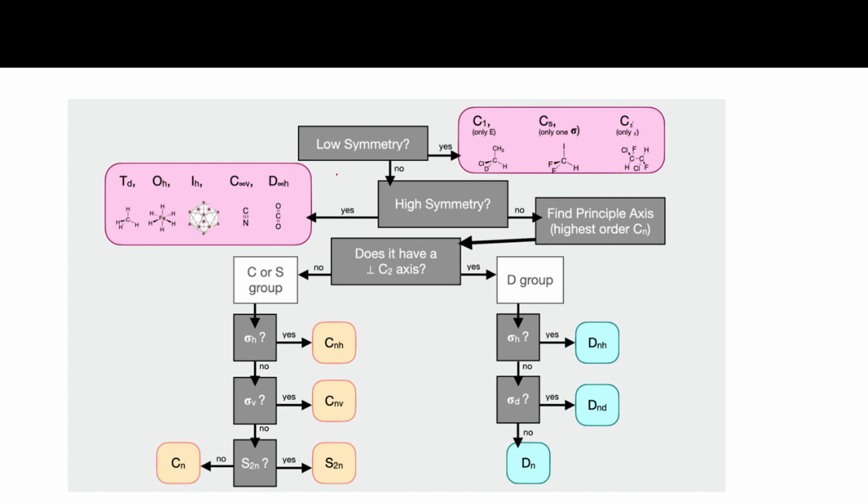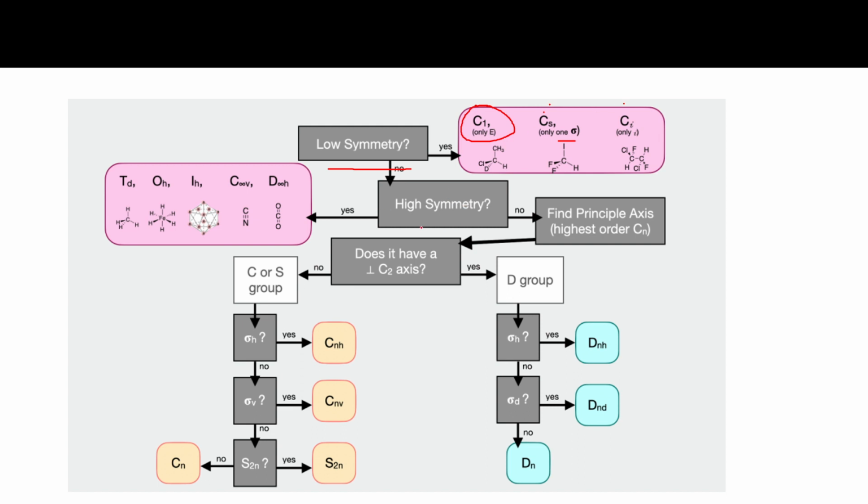So this is the summary. If there is only one C1 present, we can tell this one as only E. If there is only one sigma plane present, the point group is Cs. If there is an inversion center, the point group will be Ci.